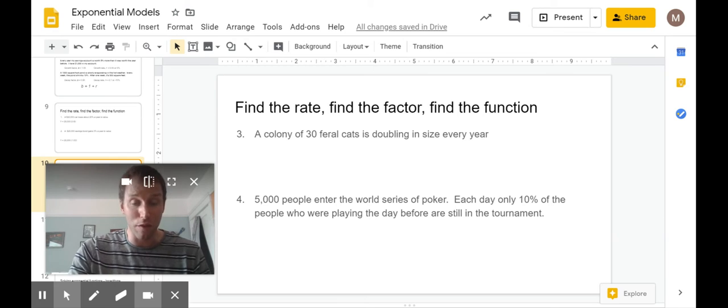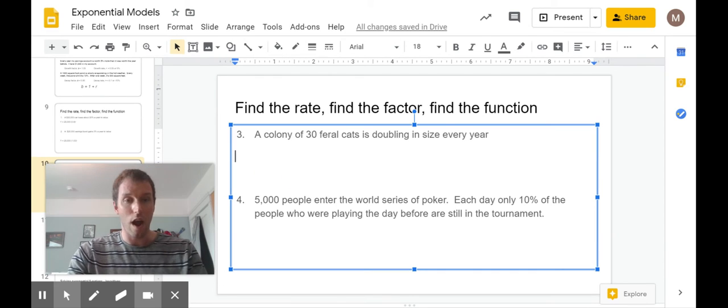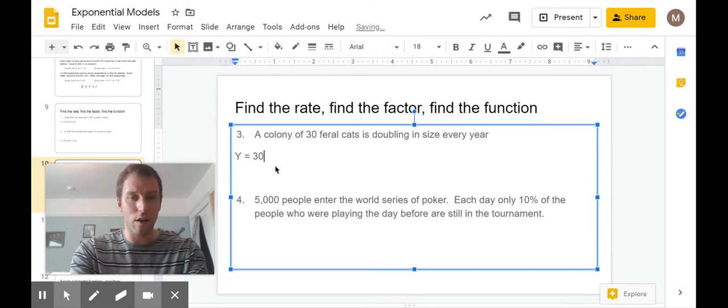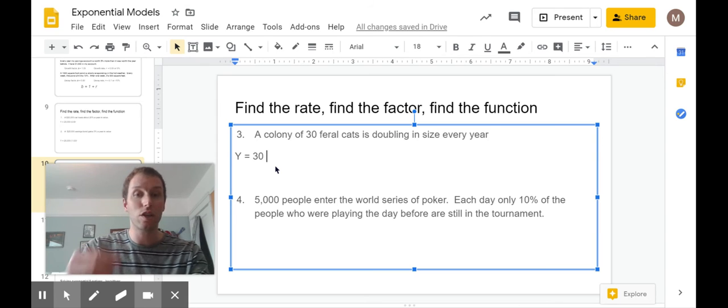All right, I'm going to assume that you've unpaused it by now. We're back to it. All right, our colony of feral cats. We have 30 feral cats. That's our initial state. Doubling every year. That means I'm multiplying it by 2.